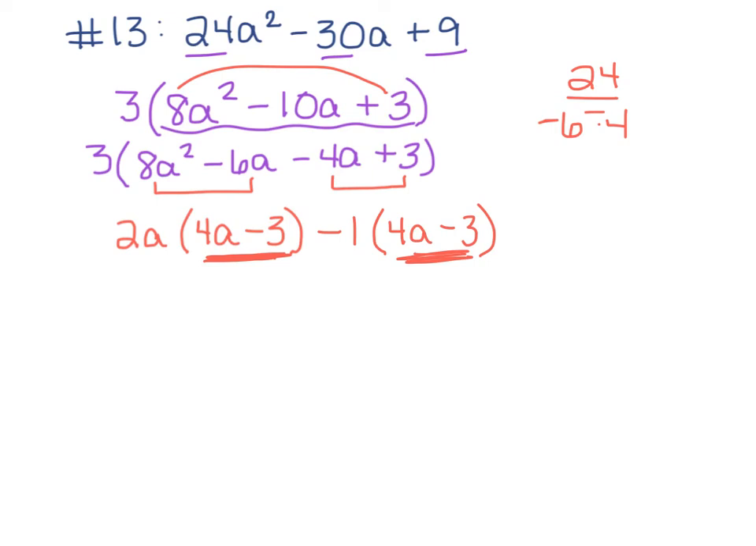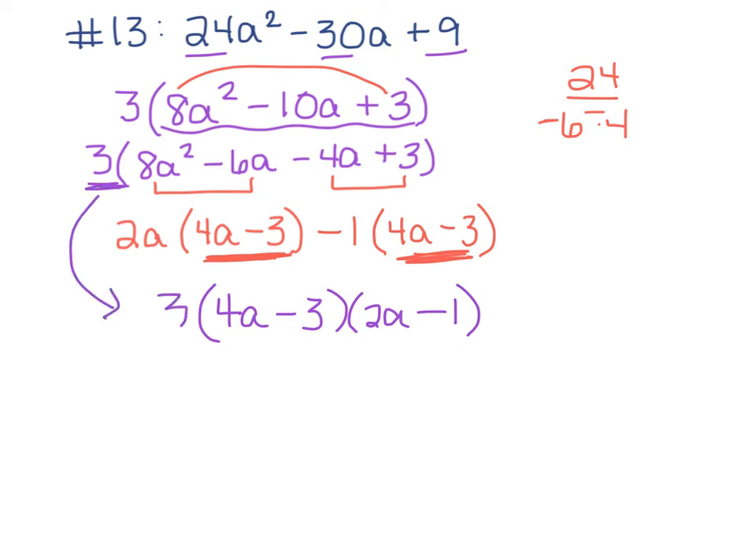So my first parenthesis would be the 4A minus 3, the parenthesis that matches. My second parenthesis would be 2A minus 1. And then just don't forget we left our 3 behind back here. We need to put our 3 back in our final answer, and this is where we ended up.